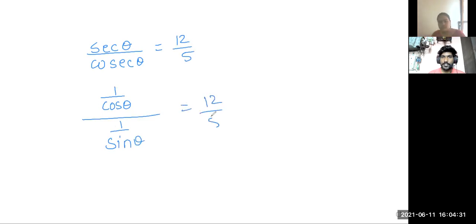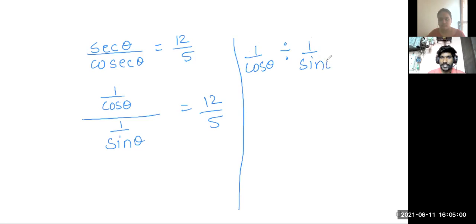Did you understand this? Yes, but then eventually it'll become sine theta only, right? No. Here, if you look at the screen, after you do your writing, look here first. Here, this right hand side, look carefully. Right hand side, it can be written as 1 upon cos theta divided by 1 upon sine theta. Correct?